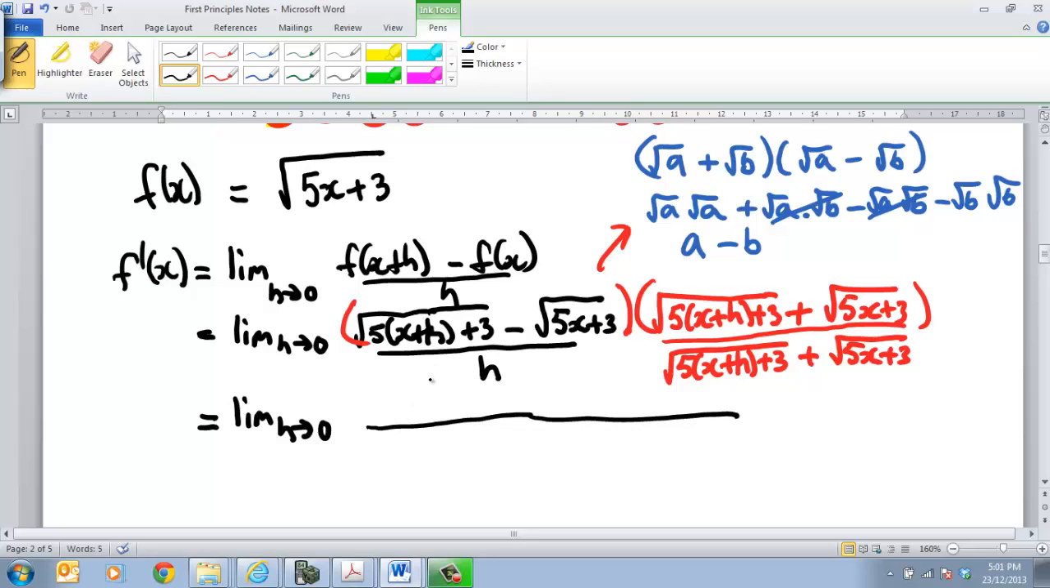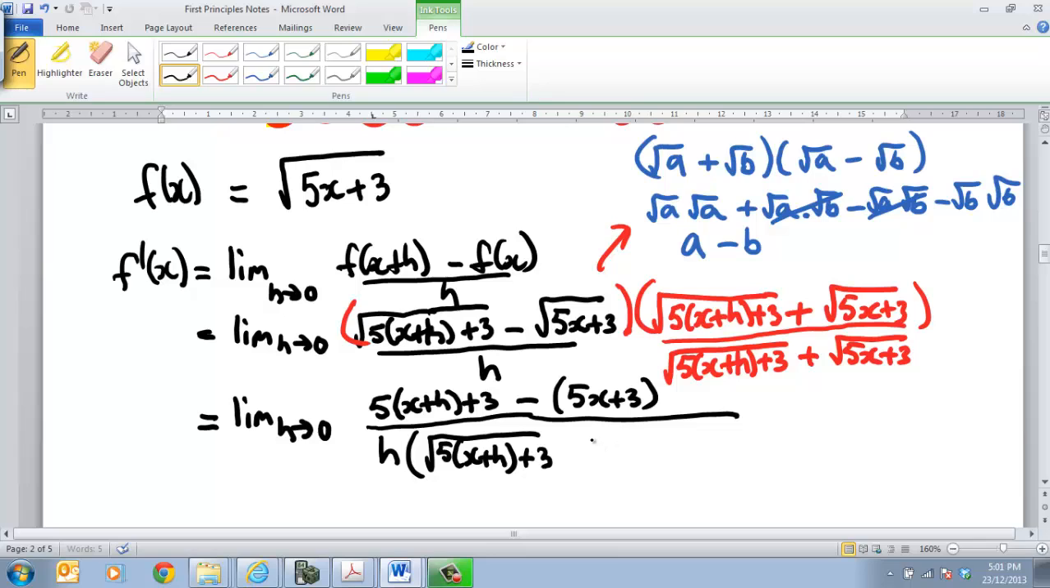Alright, so the top line, we're going to get rid of the surds. On the top line we're going to have 5x plus h plus 3, and then we're going to have take, and don't forget your bracket, 5x plus 3. On the bottom line, we're going to have h. We're going to have what we have over there, this stuff over here. So that's going to be the square root of 5x plus h. It doesn't look nice, but don't simplify it. The bottom line never gets simplified. It sorts itself out in a second. Plus the square root of 5x plus 3.